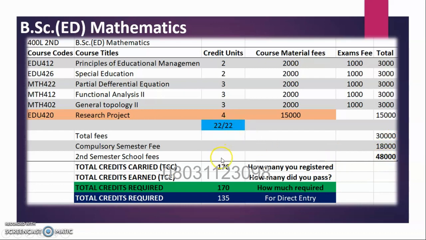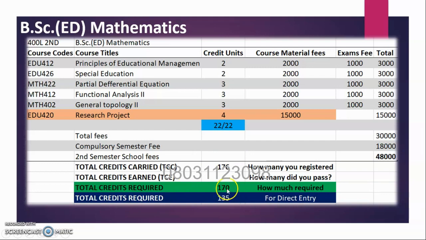So if you have registered all these courses, the total credits carried are the ones you have registered. There might be more courses in the portal to pick from. So assuming you've registered all of these, you'll have 176 credit units carried, that you have registered. But the question is, how many of them did you pass?